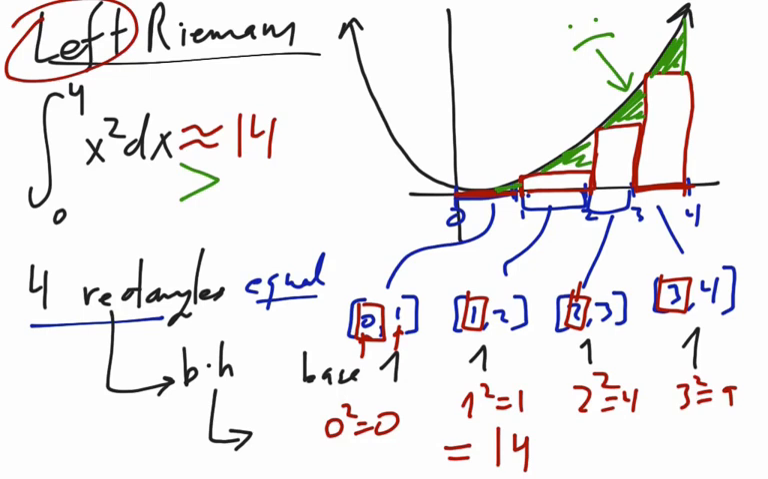Now, a left Riemann sum is not always going to under-approximate. For example, if you had a decreasing function like this, then the left-hand rectangles would actually over-approximate. So to figure out whether or not the rectangles over- or under-approximate, you have to look at the function and think of it from there.